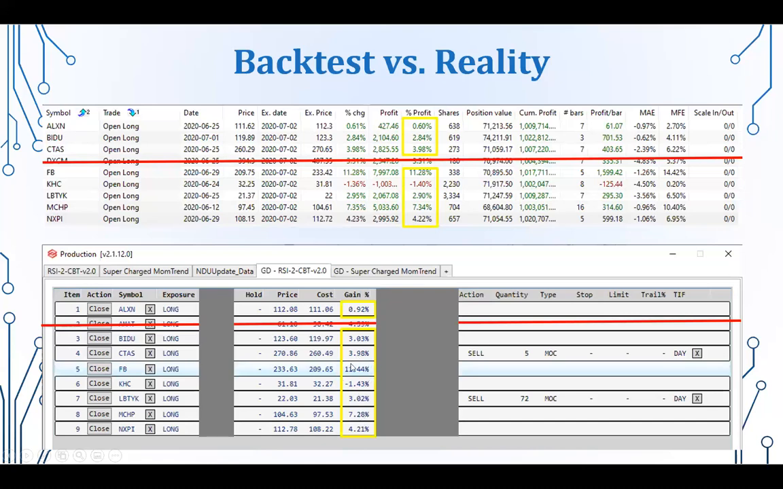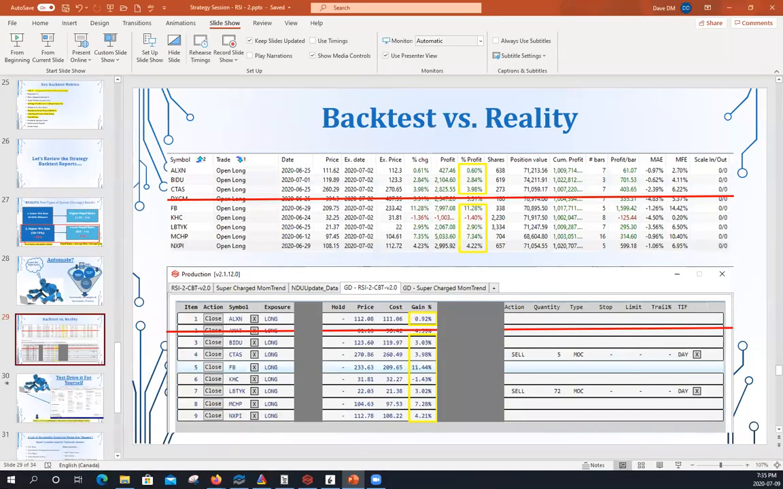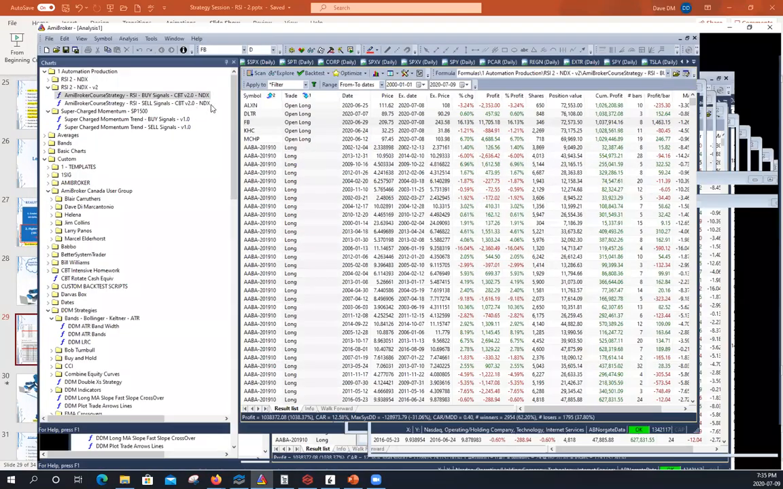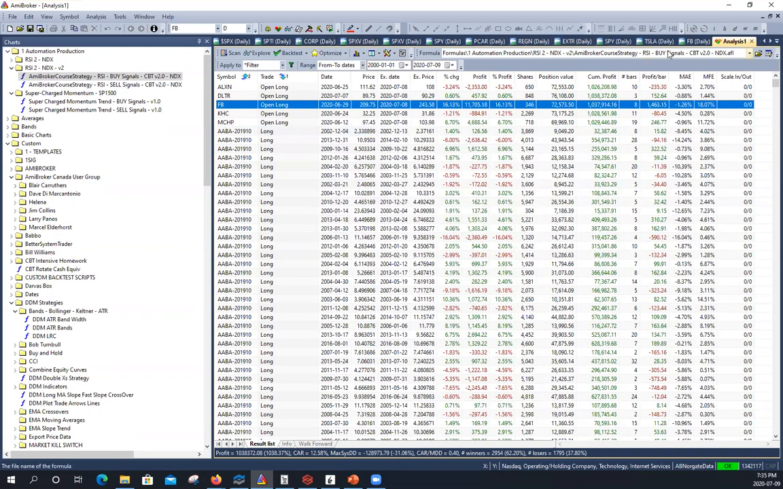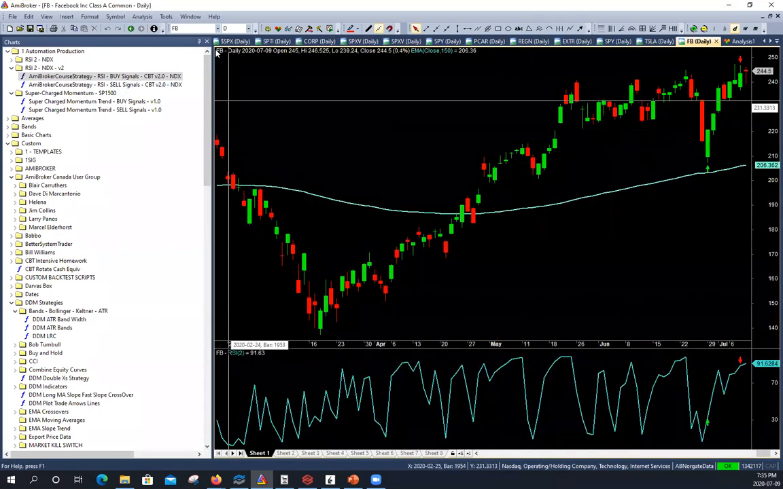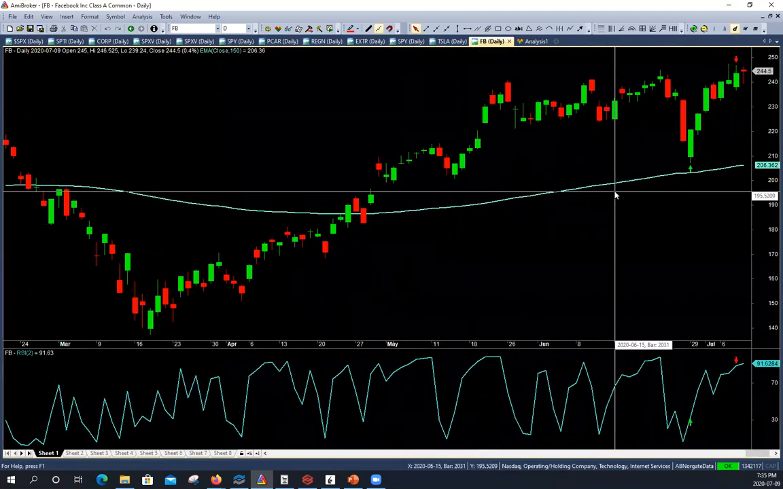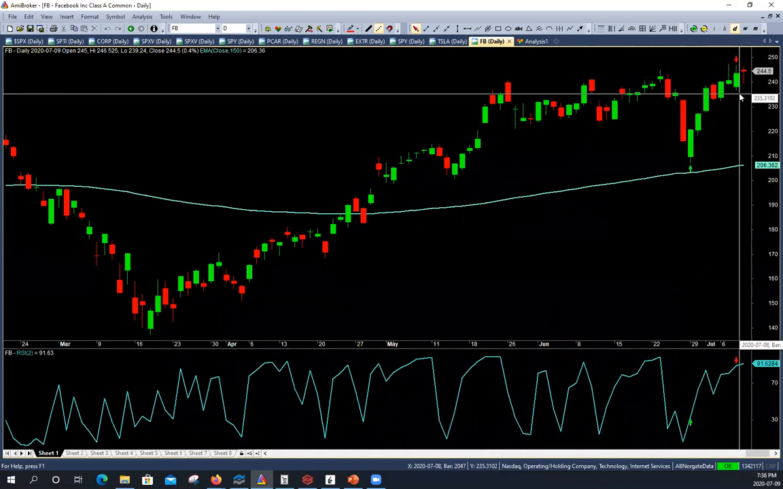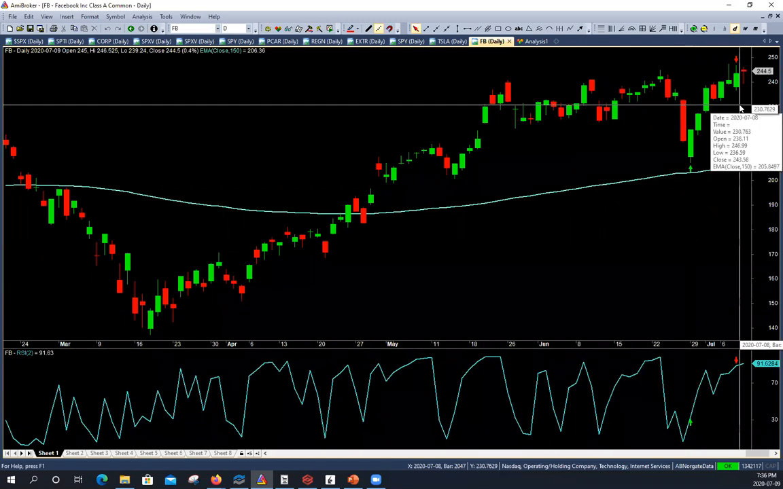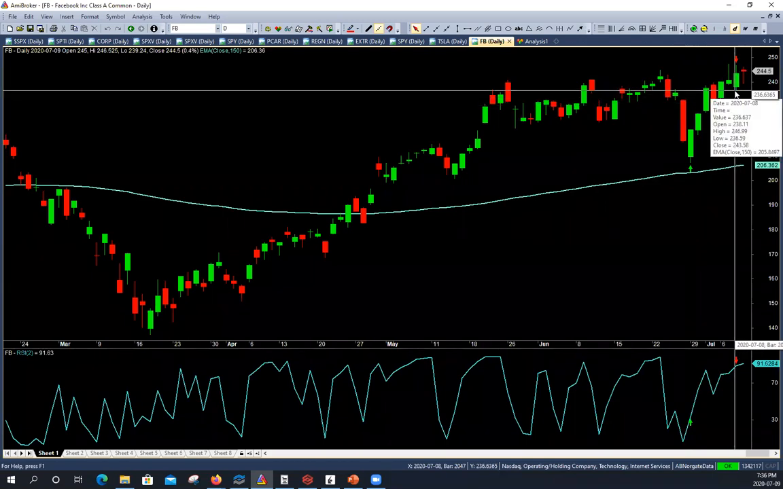Facebook actually just closed out today. I don't think I showed that. Let me just show that trade quickly, and to do that, let me bring over AmiBroker. I don't think this is going to have the end of day data for today. So here was the Facebook trade where it got in on this day, and it would have just gotten out today.